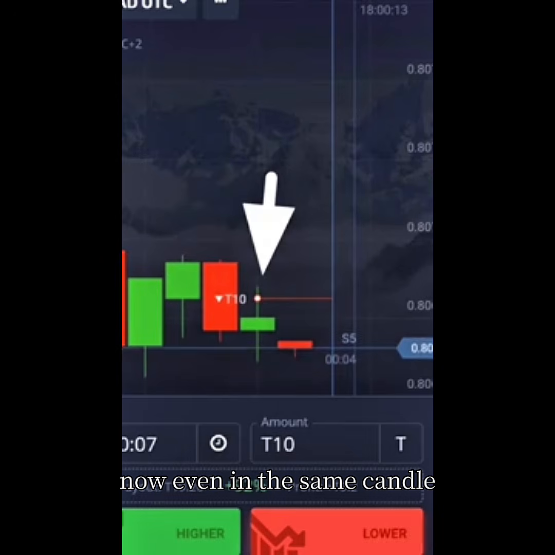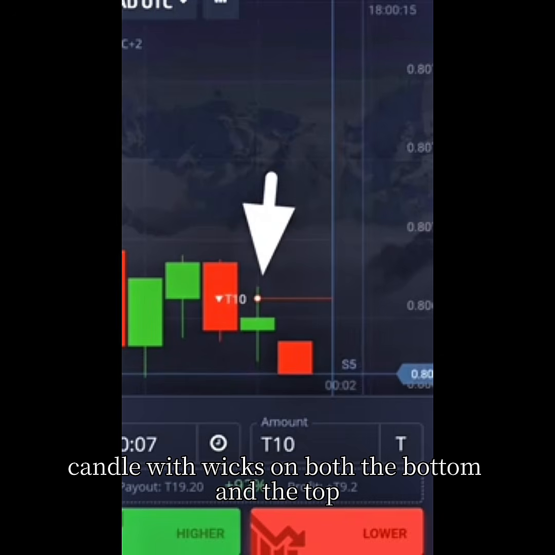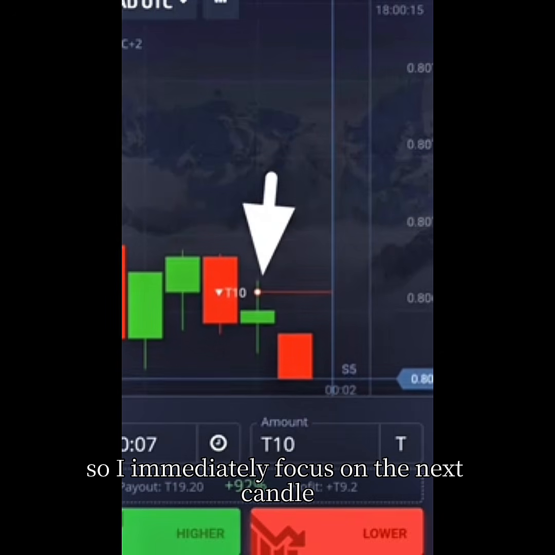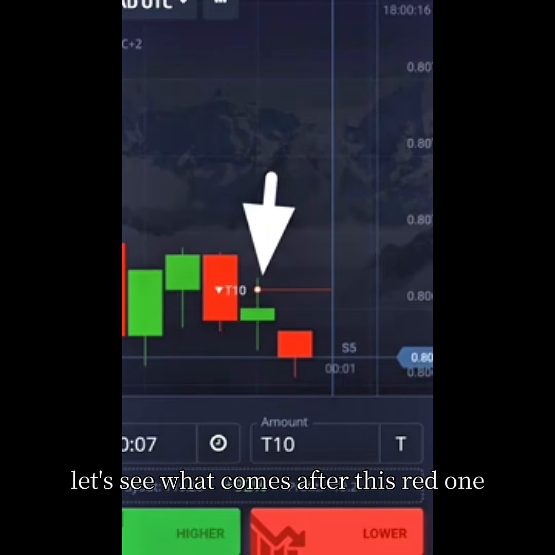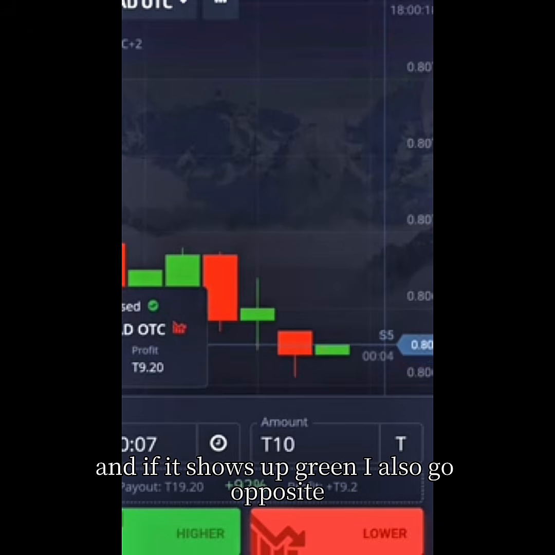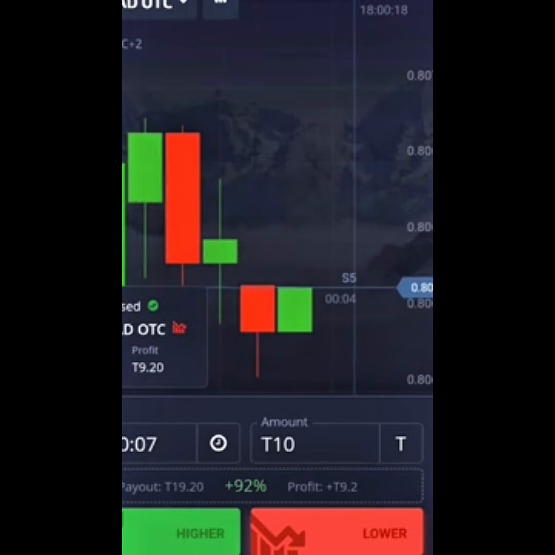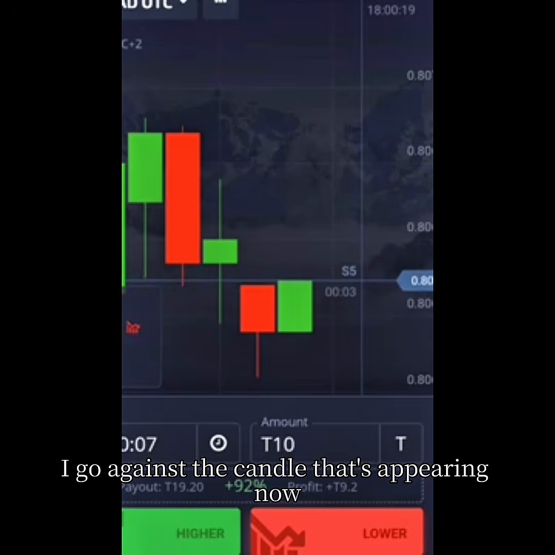Now, even in the same candle, if a doji candle appears, or we call it a clear candle with wicks on both the bottom and the top, I immediately focus on the next candle, and then the next one after that. The next candle is red. Let's see what comes after this red one. If it shows up red, I go opposite. And if it shows up green, I also go opposite. Basically, whatever color shows up, I go against the candle that's appearing now.